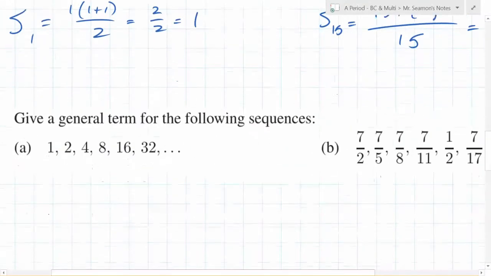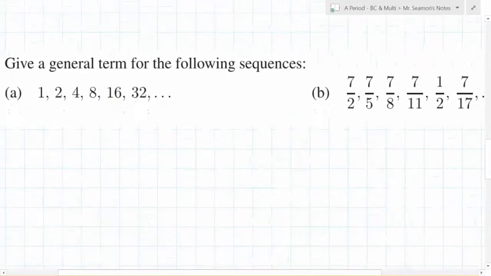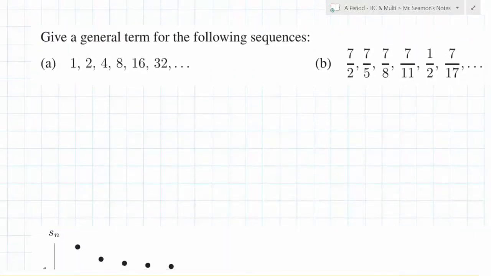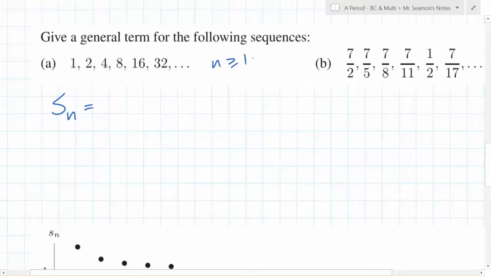But there's another way we could go. Instead of going from the formula to the sequence, we could go from the sequence to the what? To the formula itself. So in this case, see if you can figure out the formula for each of these. There's 2 of them. For A and B, give a general term for the sequence, meaning find me Sn. And we'll say n is greater than or equal to 1 for each of these, okay? What is the formula going to be?